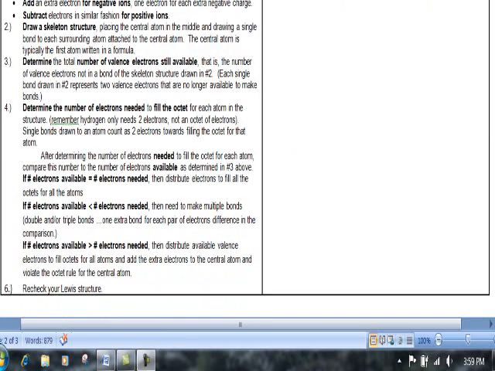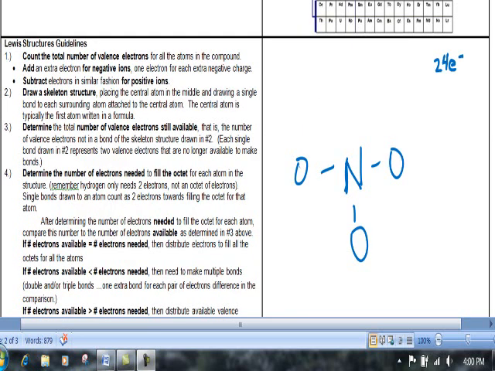The next step is now to draw our skeleton structure. Once again, the central atom is the first atom in the structure, so we have a nitrogen, an oxygen, an oxygen, and an oxygen to give us our skeleton structure. We've determined for this structure that there's 24 valence electrons. We now subtract from that the number of electrons that are in bonds, where each bond represents 2 electrons. Since our skeleton structure has 3 single bonds, we're going to subtract 6 electrons.